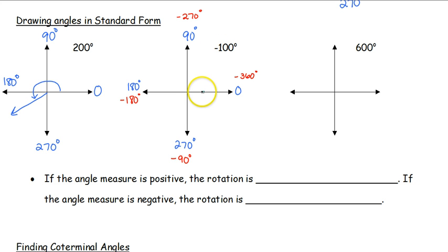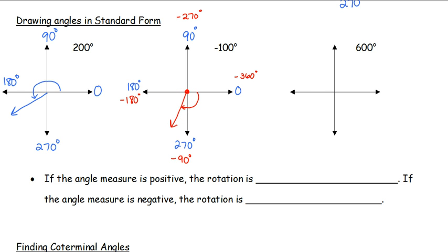I want to go a negative 100. So we still start at 0, our initial side. I go the opposite direction. I go past negative 90 slightly till I get to a negative 100 degrees. Our vertex is still coming from that origin. So if we are going with a positive angle measure, we are going counterclockwise. If we have a negative angle measure, we are going clockwise.